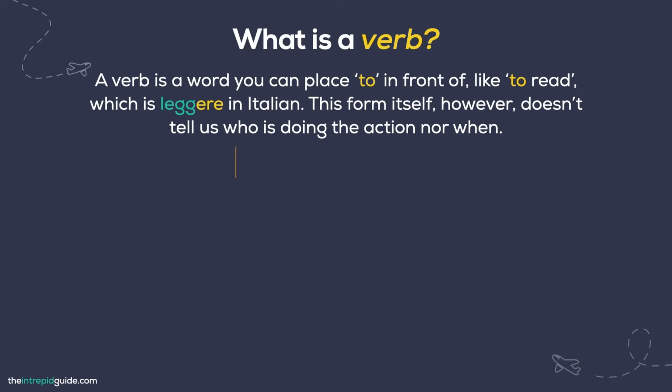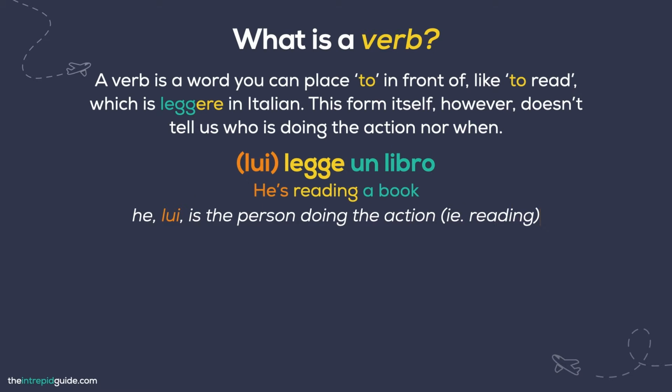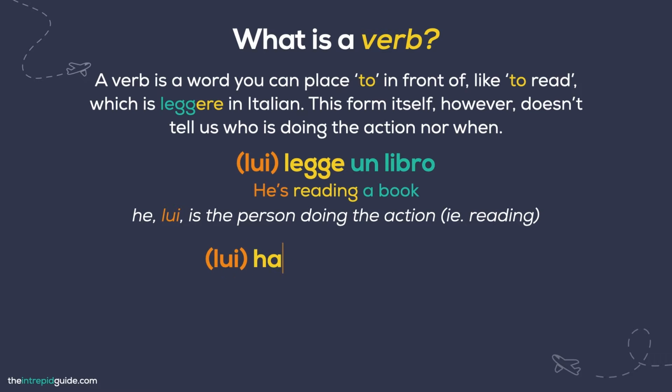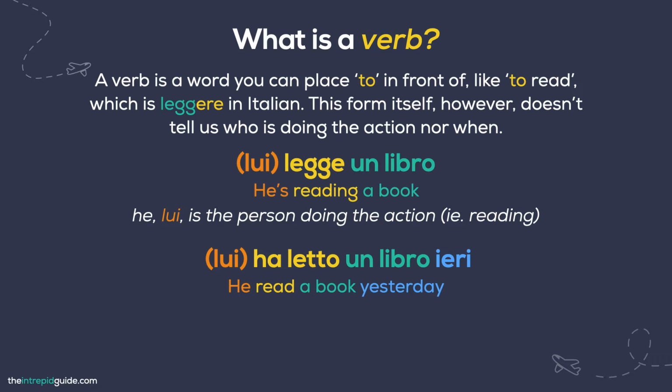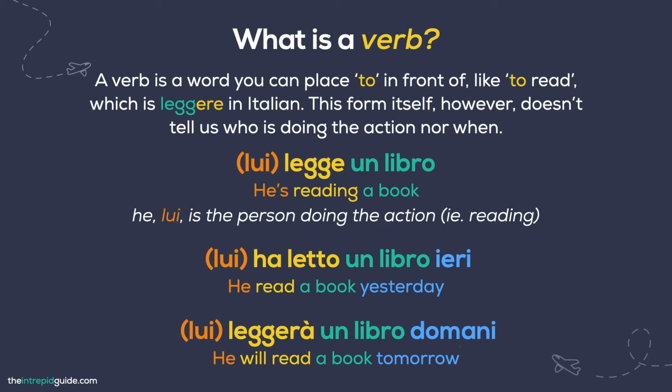For example, if you say he's reading a book, Lui legge un libro. Then lui is the person doing the action. Not only are you changing the person of the verb, but also the time. For example, if you say, he read a book yesterday, Lui ha letto un libro ieri. We're talking about the past. While if we say, he will read a book tomorrow, Lui leggerà un libro domani. This is in the future. This process of changing verbs is called conjugating.